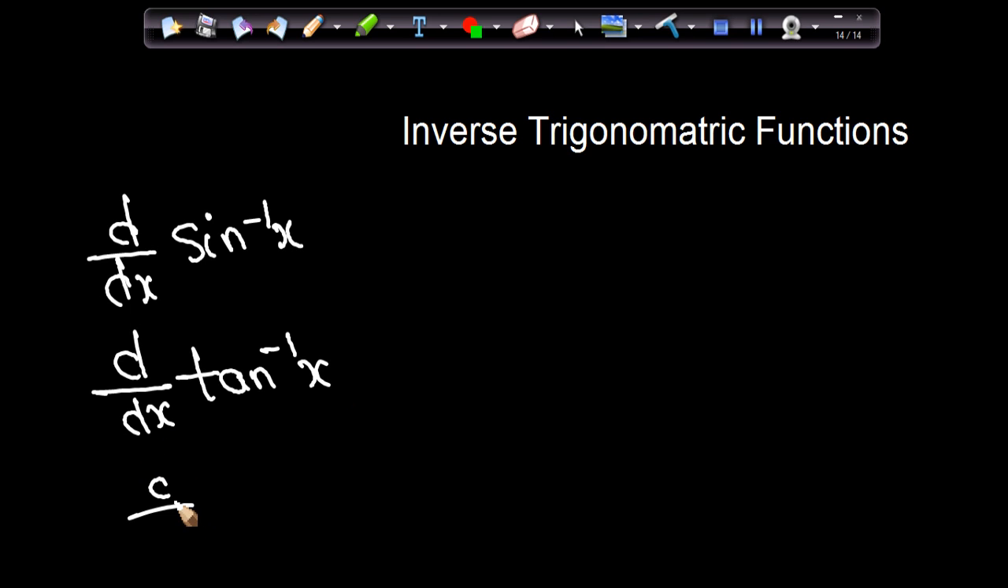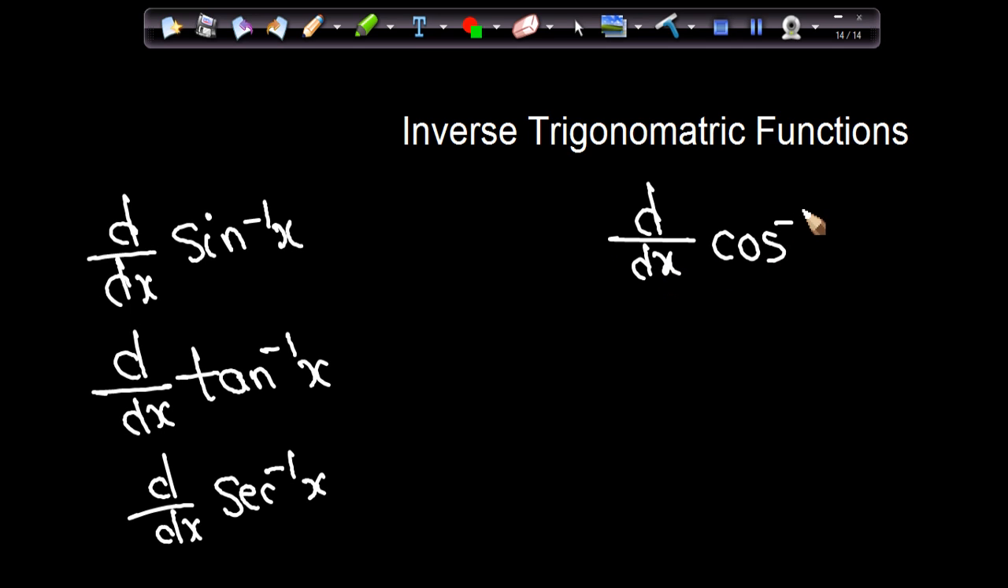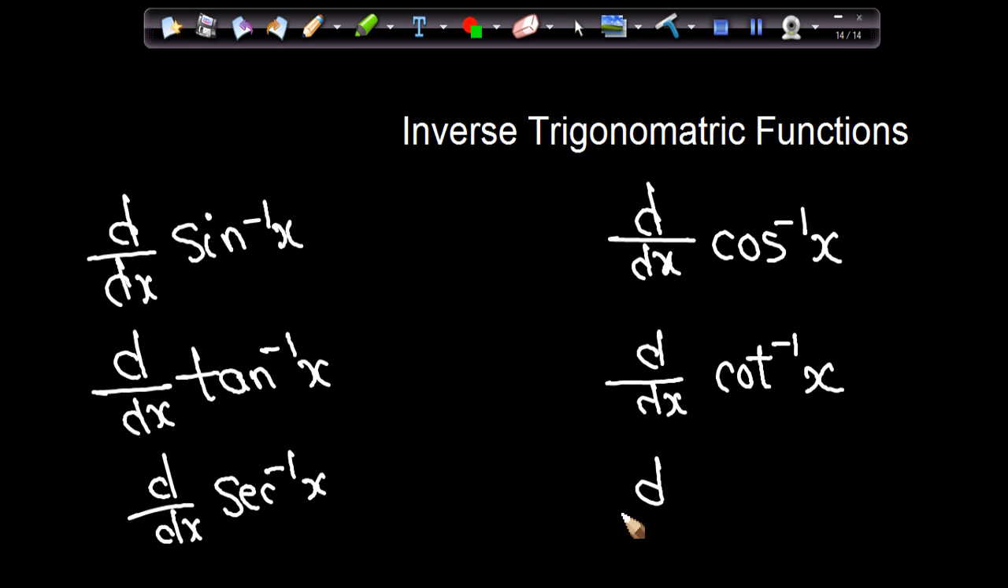We also have the derivative of secant inverse of x. We also have the derivative of cos inverse of x. We have the derivative of cot inverse of x. We also have the derivative of cosecant inverse of x. If you want, I'll prove it to you, or what would be the derivative of each and every one. Let me write the result. I can take one or two functions and prove the result.